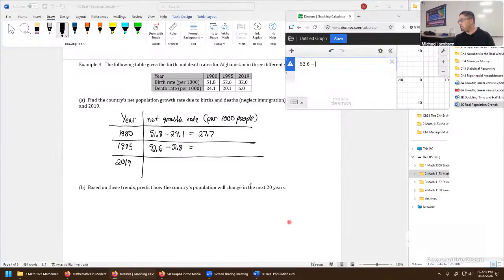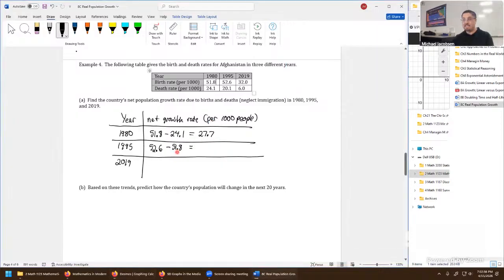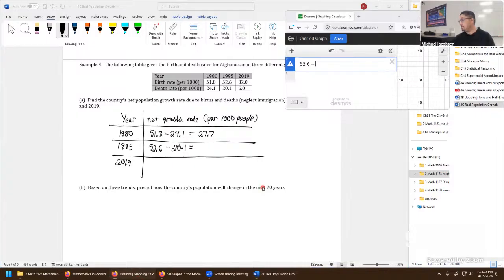Oh, hang on, sorry, I'm not sure where I grabbed my values. 52.6 minus 20.1, so that's a massive typo there. Let me fix that. That'd be a pretty tragic death rate. 20.1 is bad enough. So 52.6 minus 20.1 is 32.5.